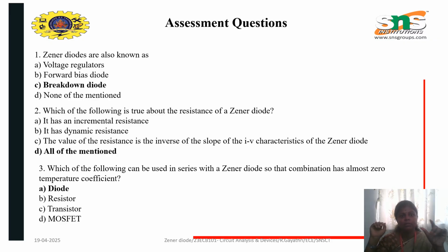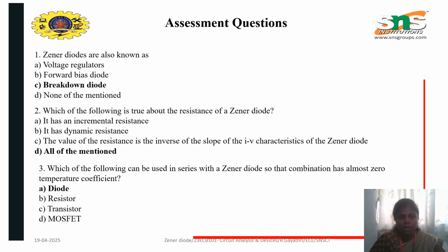The assessment questions. The Zener diode is also called a breakdown diode. When it operates in reverse bias condition, it acts as a voltage regulator, so it is called a breakdown diode. Which of the following is true about the resistance of Zener diode? It has a dynamic resistance as one of the advantages of Zener diode. It has an incremental resistance. The value of resistance is the inverse of the slope of the VI characteristics of Zener diode. So D, all the above answers are correct for the resistance of the Zener diode.